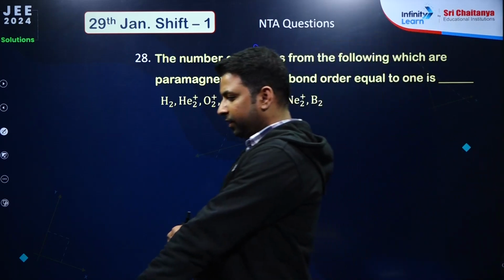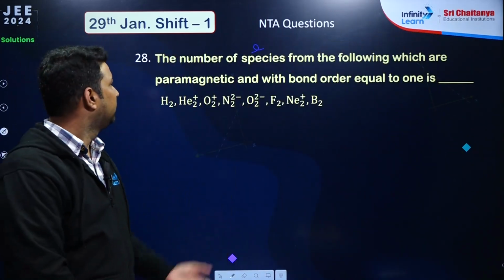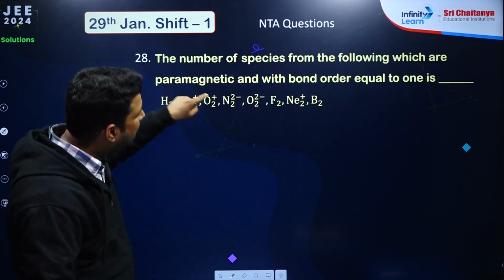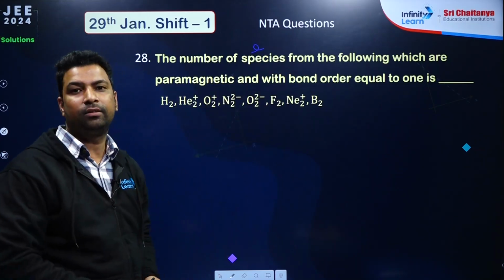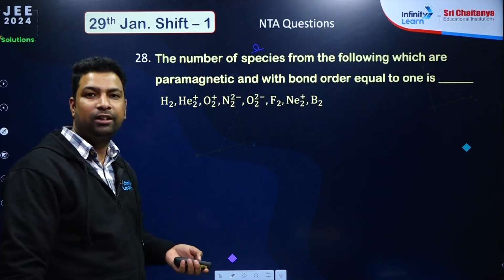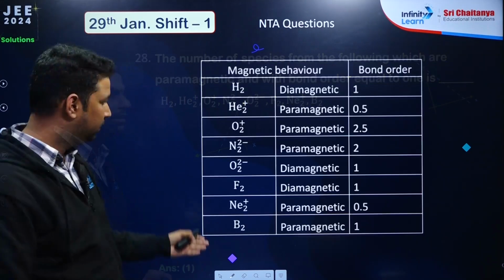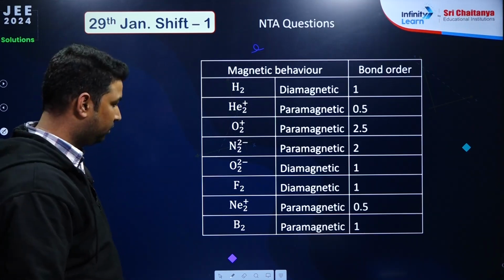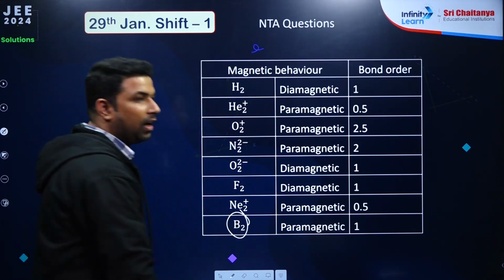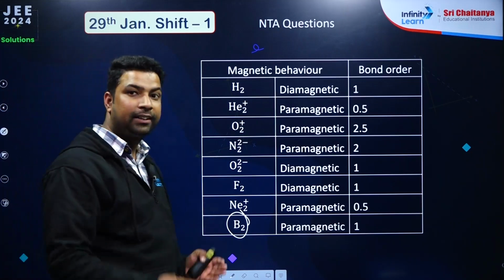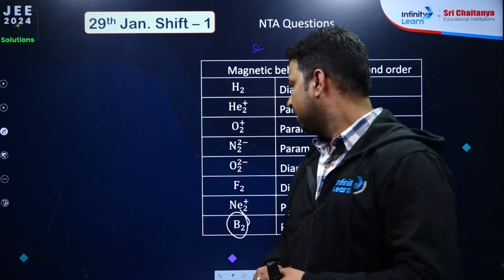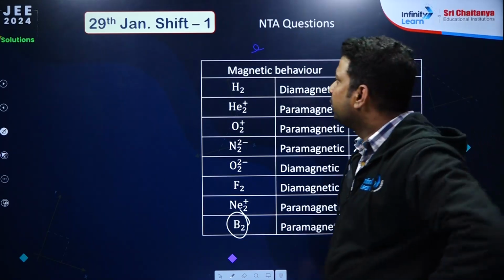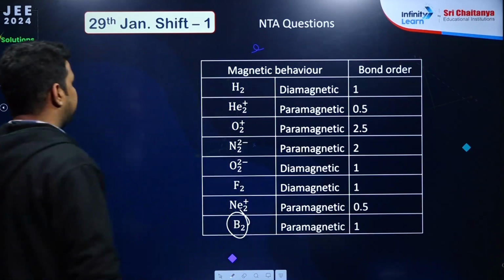Come to the question number 28. The number of species from the following which are paramagnetic with bond order equal to 1. Okay. Simple MOT question, and answer will be, this is the data. So paramagnetic with bond order 1, this is only B2. So answer was only 1, and B2 is the exceptional case as well. Total number of electrons present in B2 is even, but still it is paramagnetic. Okay. So this was your answer B2.